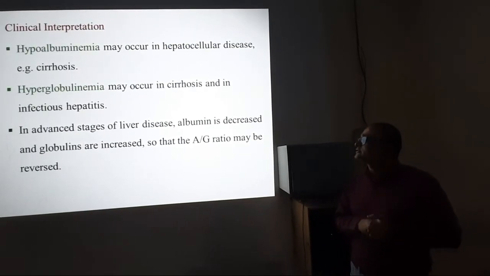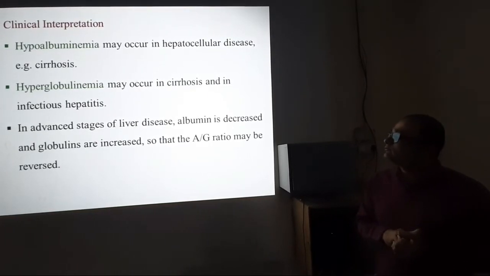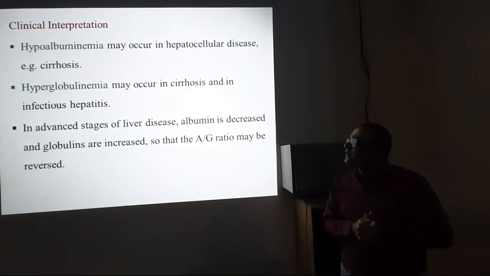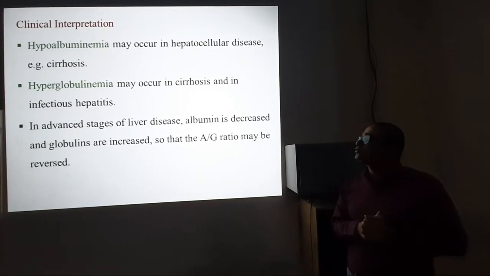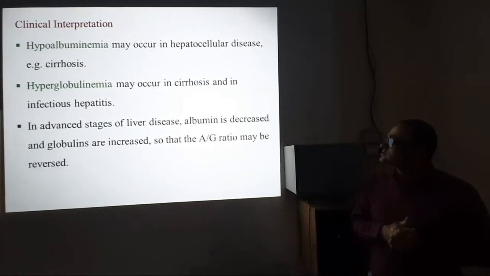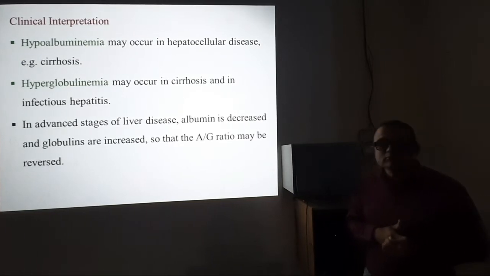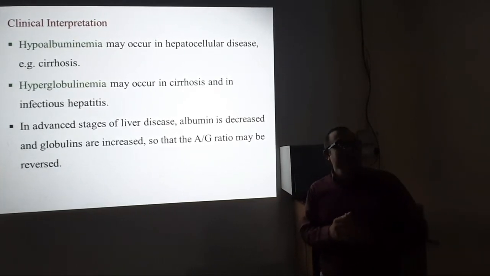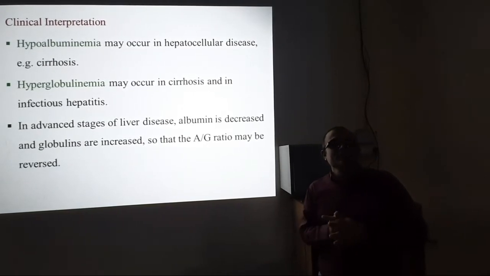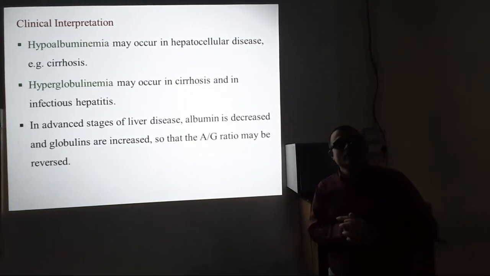Then what is the clinical interpretation? The first thing is hypoalbuminemia, that means a decrease in the blood concentration of albumin, which will occur in cirrhosis, the latter stages of liver disorder, and there will be hyperglobulinemia. Globulin concentration will increase, and you may see it in cirrhosis or also in infectious hepatitis. So in advanced stages of liver disease, albumin is decreased, globulin is increased, and the A by G ratio is altered. They will ask you in the exam what are the causes of reverse A by G ratio. Advanced liver disorder is one of the causes.